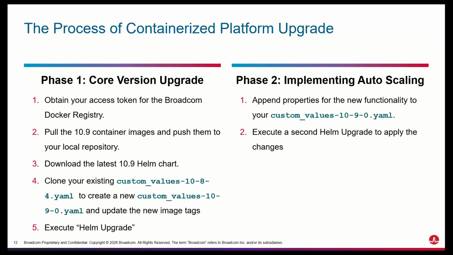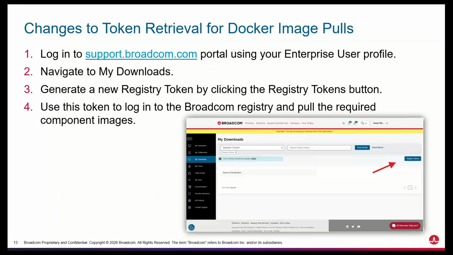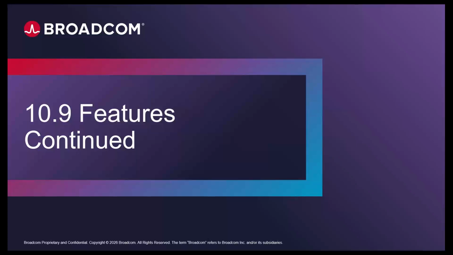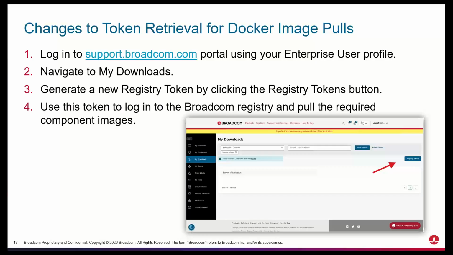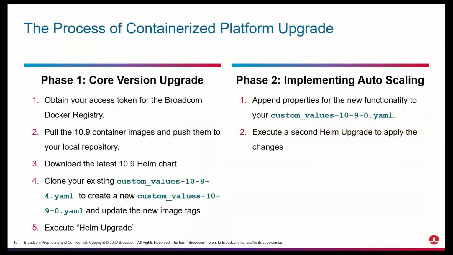So the process, the flow of things, is that we need to pull the images. In order to pull the images from the Broadcom support site, we need to obtain an access token key. Just a good opportunity to mention that there are some changes, and we will follow them in a few seconds. But you need to get the access token key.